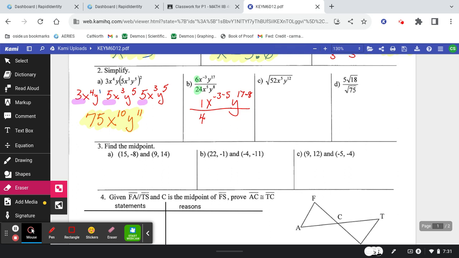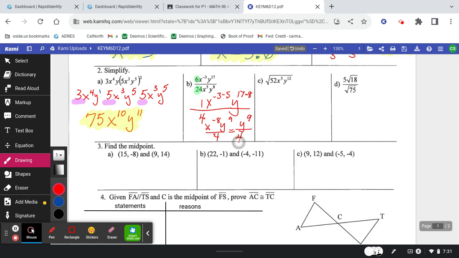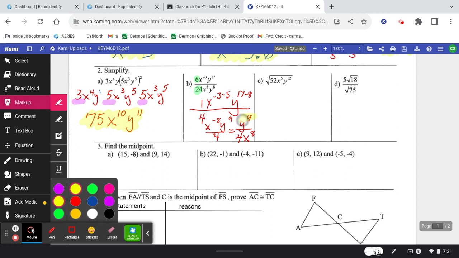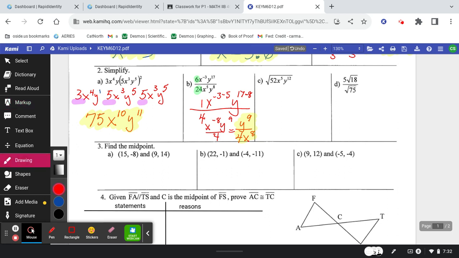So final answer, it's going to become x to the negative 8, y to the 9th over 4, and then that x to the negative 8th, that negative exponent, needs to be moved downstairs. It's repeatedly dividing for my final answer. Do you remember these from last semester? How'd you do? All right, next one, we're going to break down 52.